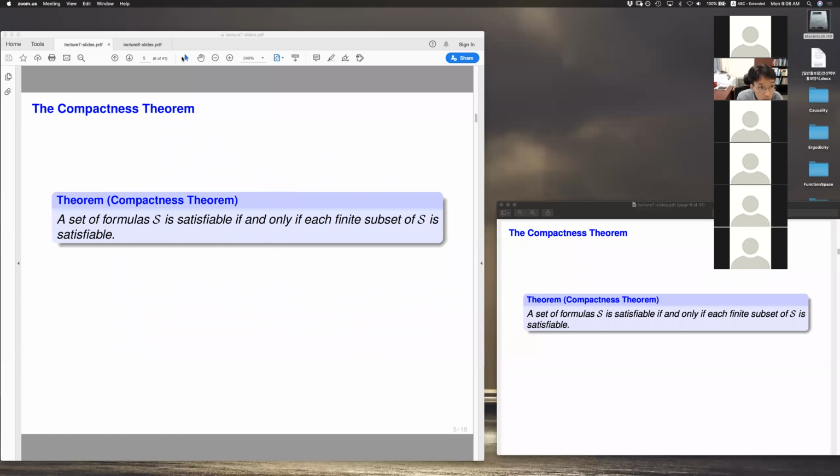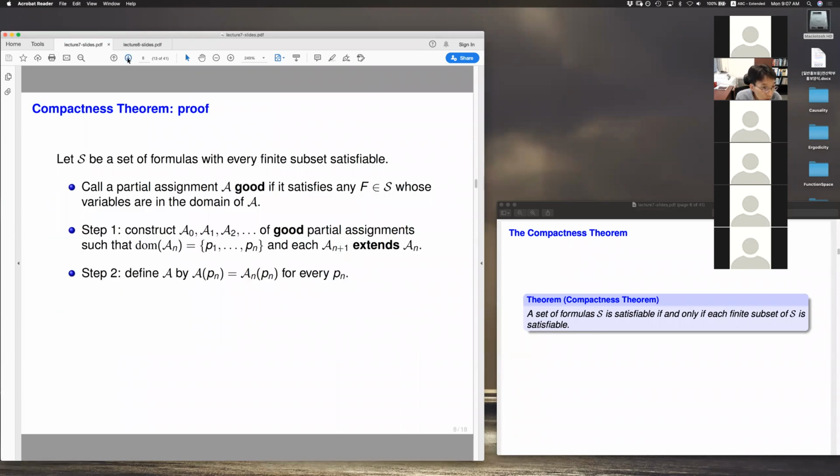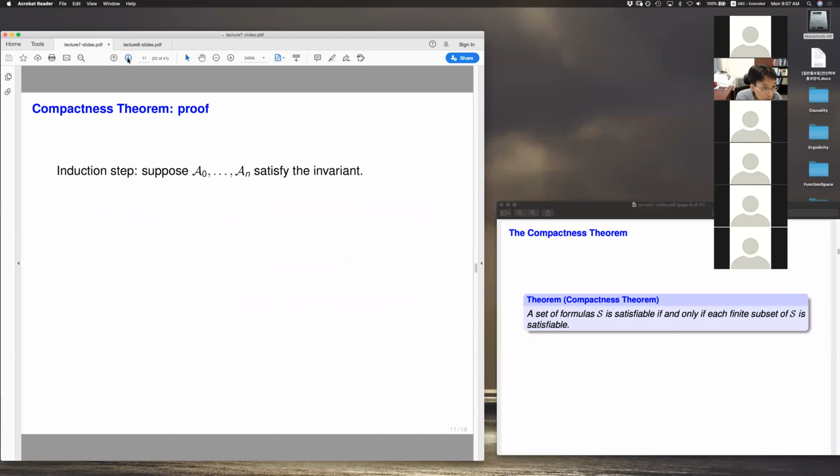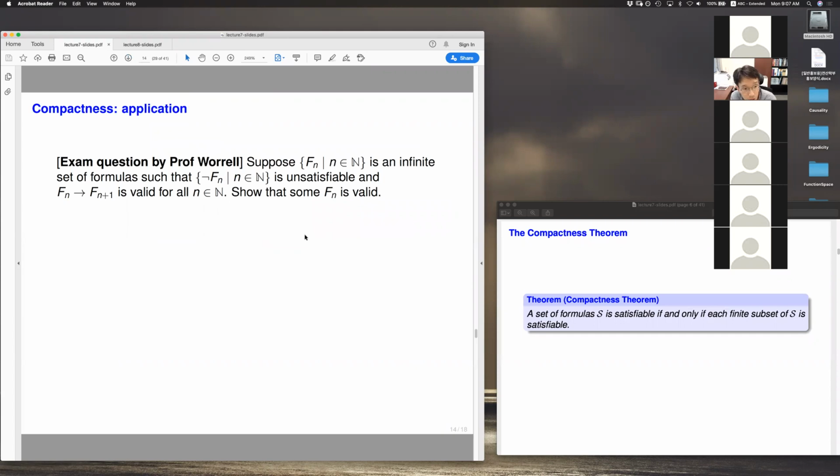Today we're going to mostly work on 3 problems that use the compactness theorem. The first problem is this one. It was an exam question by my colleague James Worrell, who prepared this slide and gave this lecture. It was one of the 3 exam questions for a 1.5 hour exam.